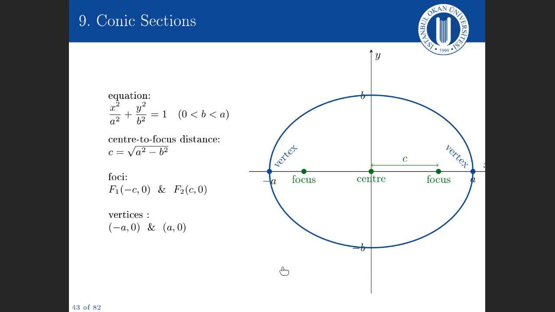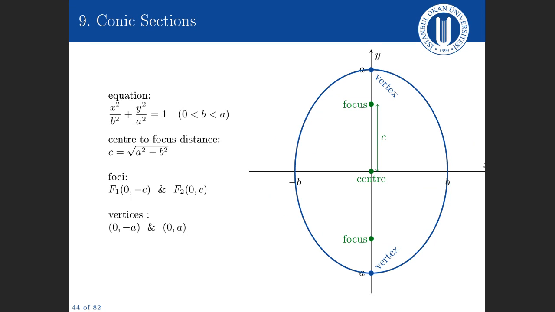We might take this ellipse and rotate it by 90 degrees. Then we have the equation x squared over b squared plus y squared over a squared is equal to 1. Why is it now b first and a second? It's because I always want to use a for the bigger number and b for the smaller number. Then the center to focus distance stays the same, square root of a squared minus b squared. The foci are (0, minus c) and (0, c). And now the vertices are on the y-axis at (0, minus a) and (0, a).